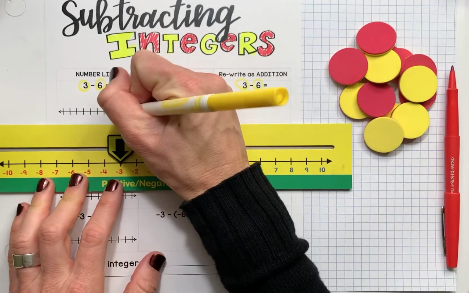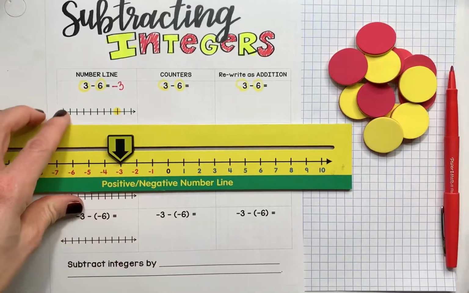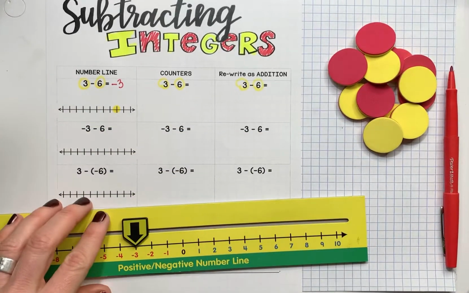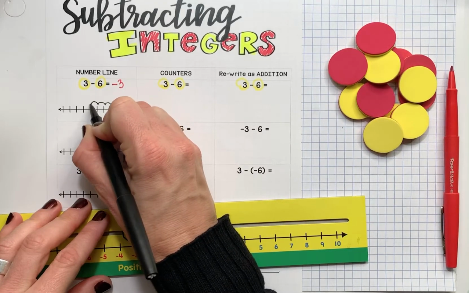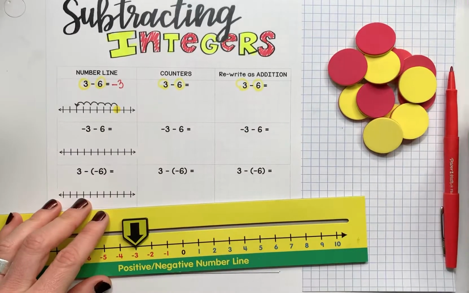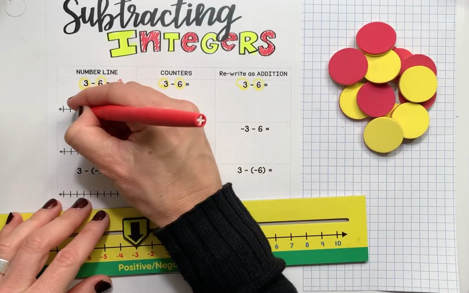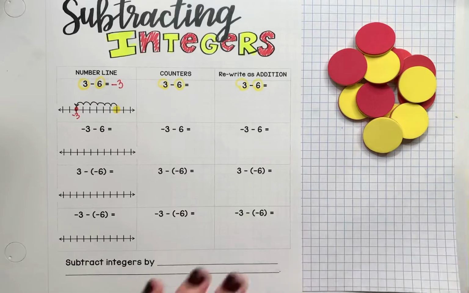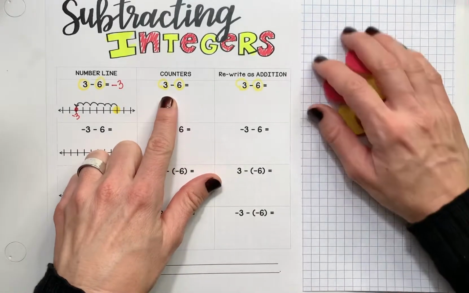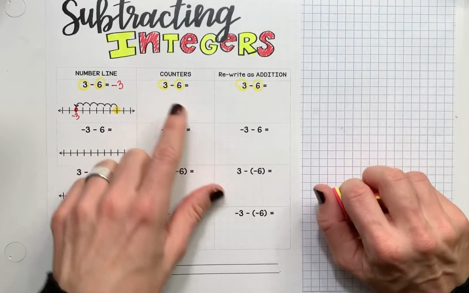So we're starting at that 3. And we've just hopped down 6 steps. 1, 2, 3, 4, 5, 6. And we'll go ahead and draw that there. So we landed at negative 3. Okay, we can also model this problem using our integer counters or integer chips.